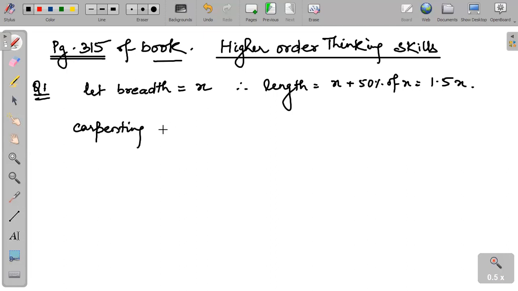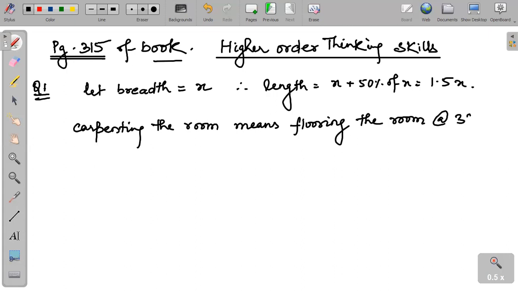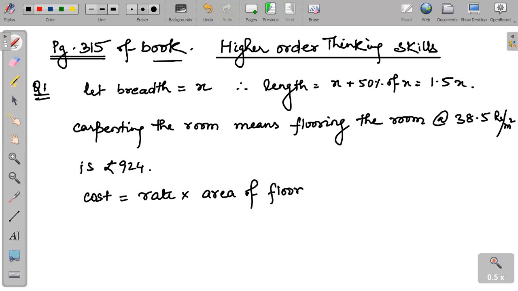Okay. Two things are given here, carpeting the room. Carpeting the room basically means flooring, and the cost of flooring is 924 at the rate of 38.5. Is that okay? Carpeting the room, flooring the room, at 38.5 rupees per meter square is rupees 924. Cost is equal to rate into area of flooring. Is that okay?